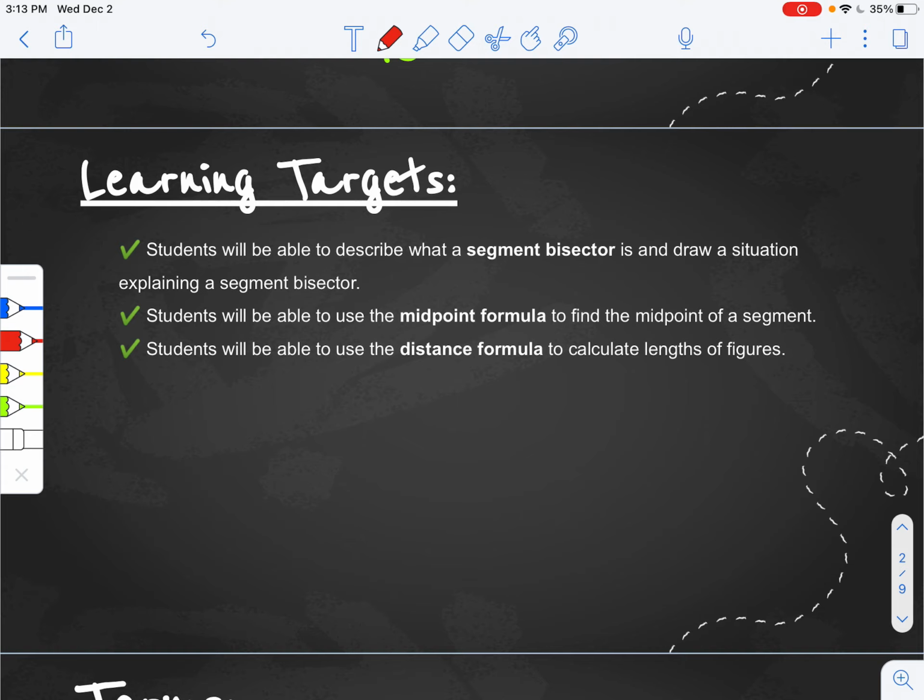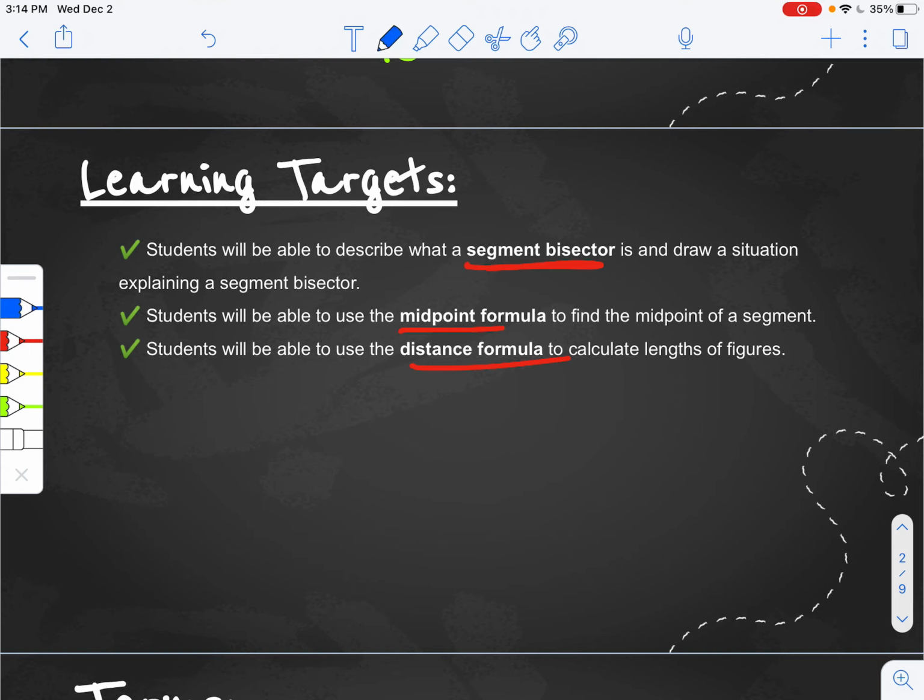So our learning targets. Students will be able to describe what a segment bisector is and draw a situation explaining a segment bisector. The second one, students will be able to use the midpoint formula, our second keyword, to find the midpoint of a segment. And students will be able to use the distance formula to calculate the lengths of figures.